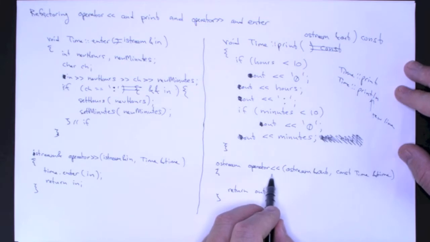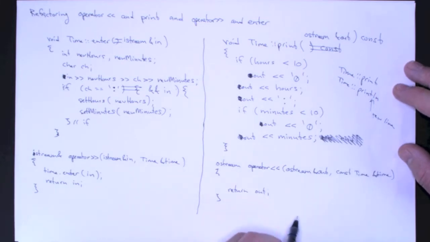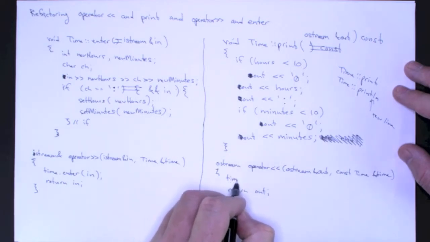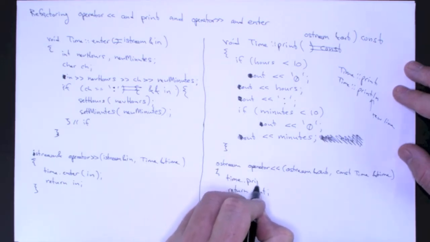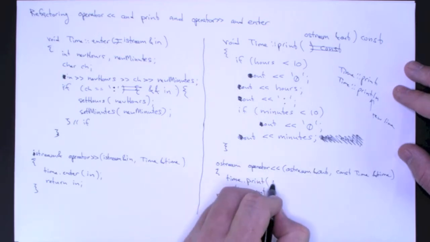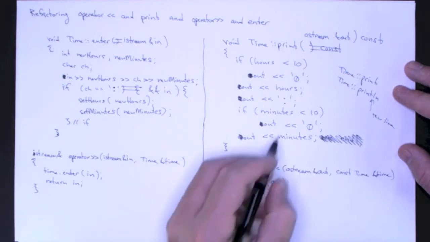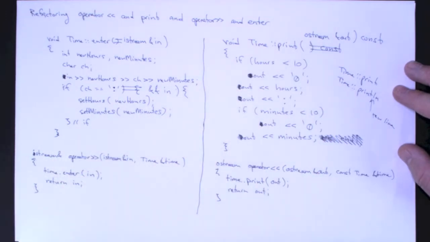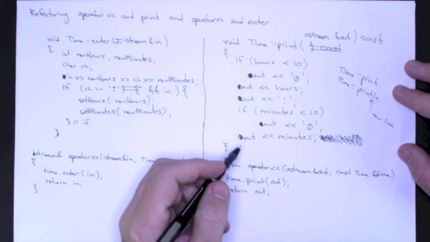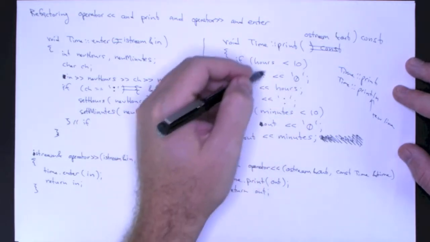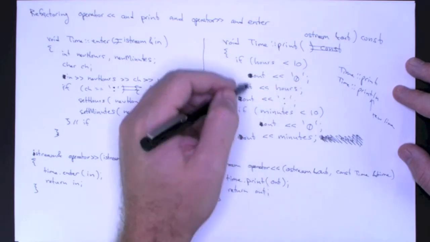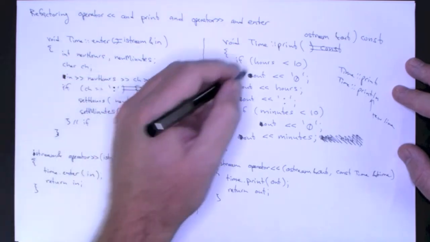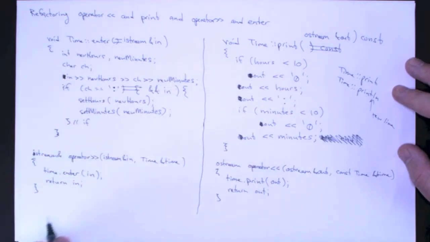So now I need to change the implementation of my insertion operator, and just like I did over here, I've got my time object. I'm going to call the print method, and I'll pass in the output stream here. So that's a better implementation, because now if I need to change the format, or if I want to write or print or read things in a different way, I just have to make the change here. I don't have to make the change in two different places.